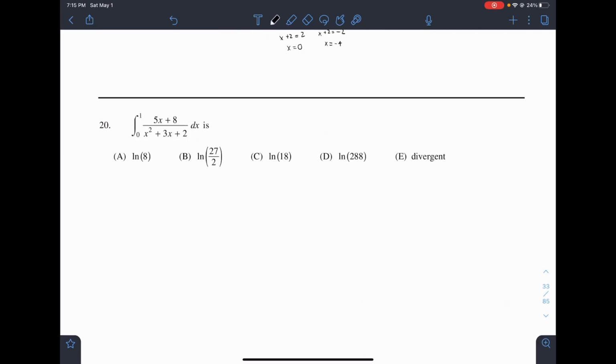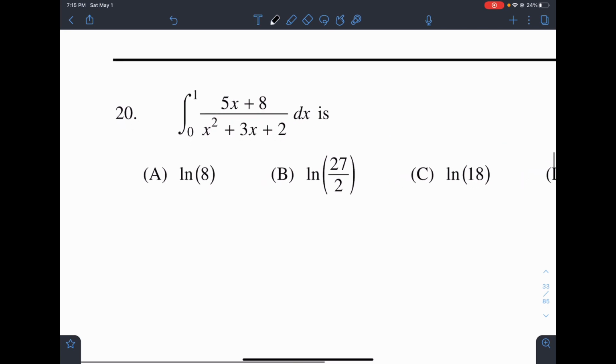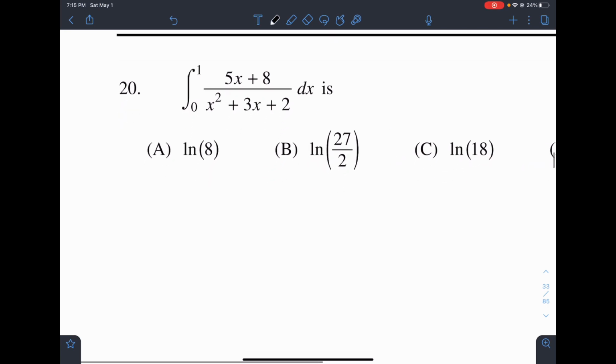Okay, so 20, this is going to be a partial fractions problem. So let's write this out. So this will be equal to, let's write out the integral, 0 to 1, 5x plus 8 over, and now let's factor this out. This factors into x plus 1 times x plus 2. Awesome.